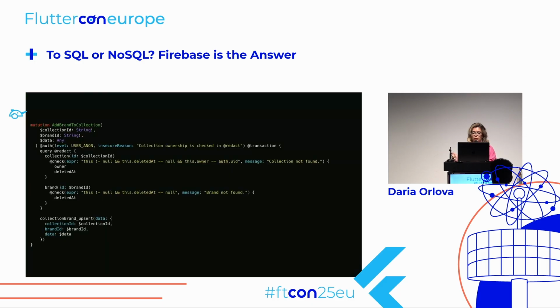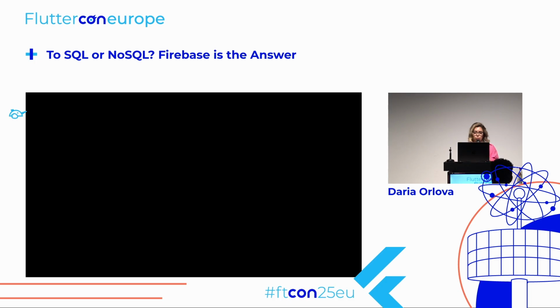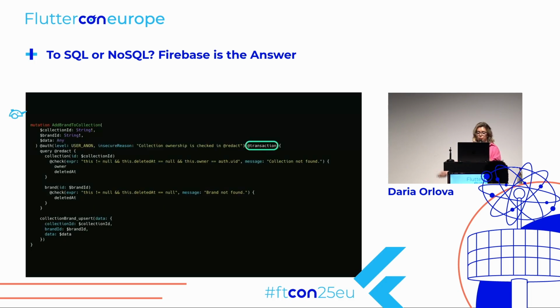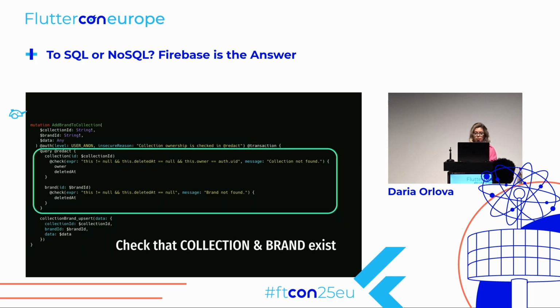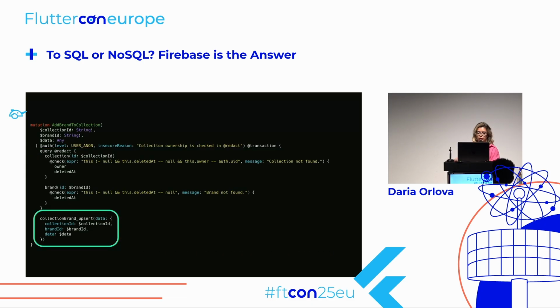Mutations. A mutation is similar. We use a keyword that says mutation. We can also write transactions, which are atomic and act the same way as you would expect. It will fail if anything fails and revert back to the initial state. Before I forget to mention what we are actually doing: we are adding brands to a collection with this mutation. Before adding the brands to this collection, we want to check if it actually exists in the collection table and in the brand table. So we do that. And if everything is okay, then we move on to actually inserting the data.